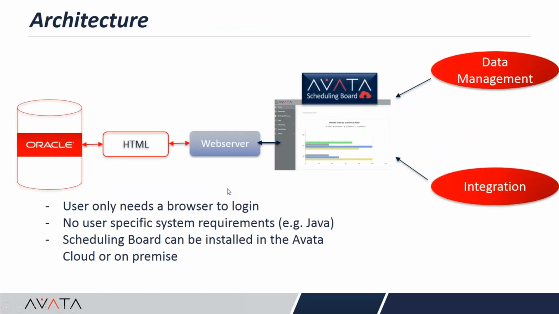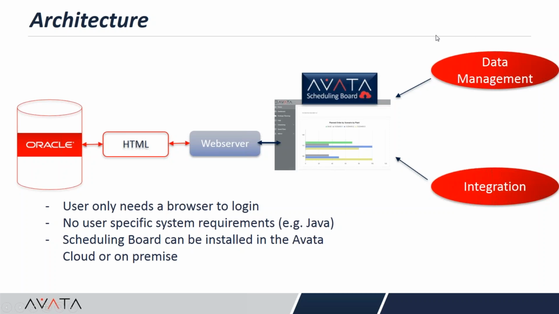How does it work? Underneath we have the Oracle database, which can then connect to different legacy systems with different protocols. Most of the common industry protocols are available, which then produce the HTML output. We read it into the web server, and the user then has his scheduling board.